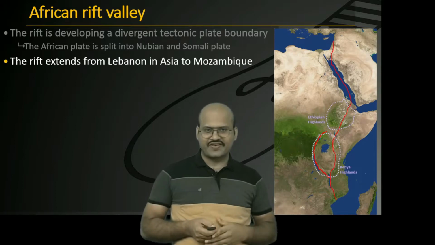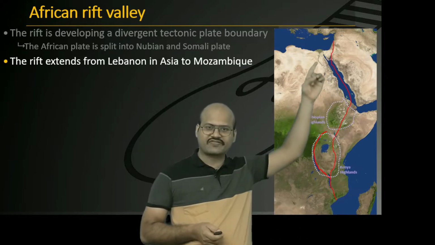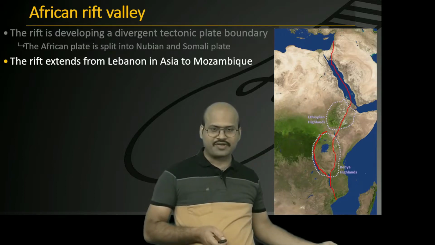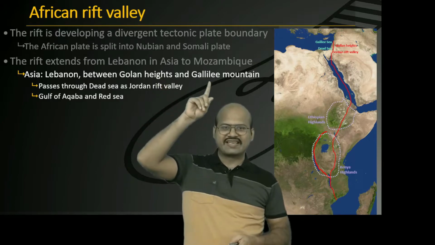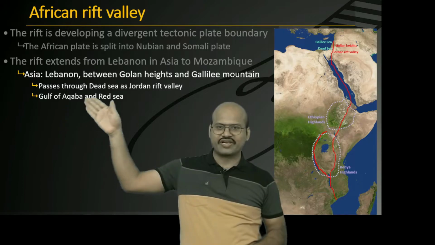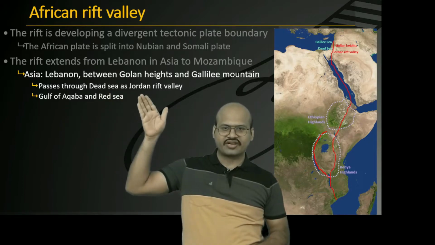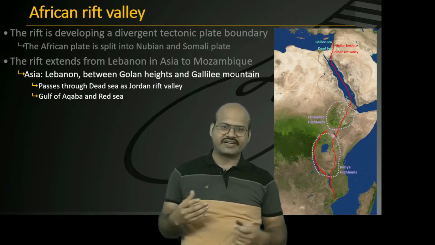The Rift Valley is very long. It extends from Asia to Africa. It starts from Lebanon and goes till Mozambique. In Asia, it passes through Lebanon, Golan Heights, Galilee Mountains. We have already shown these locations over here. Then it passes through the Dead Sea and then enters the Jordan Rift Valley. Finally, through the Gulf of Aqaba and the Red Sea, it enters Africa.